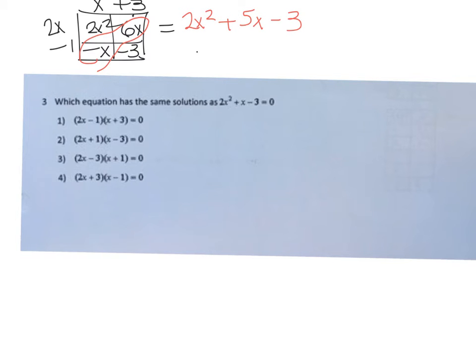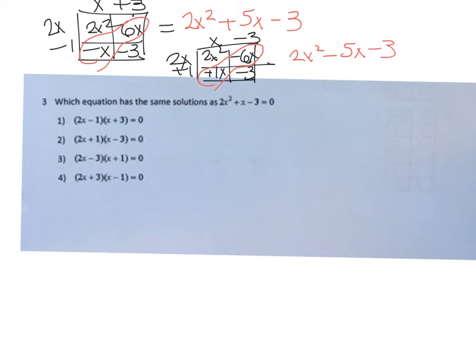Another box. So let's check the second one, 2x plus 1, x minus 3. I get 2x squared minus 6x plus 1x minus 3. Combine the middle terms. Keep 2x squared. I get minus 5x minus 3. And that's not what I'm looking for either. Again, try choice 3.